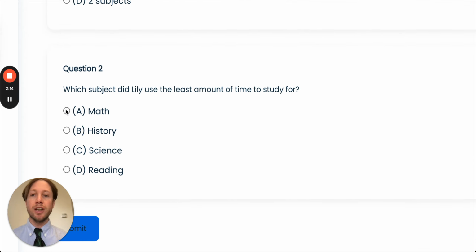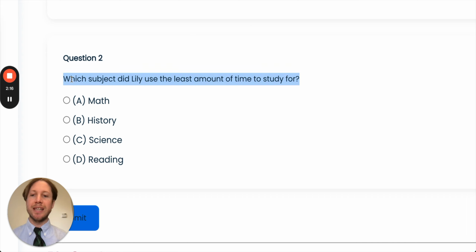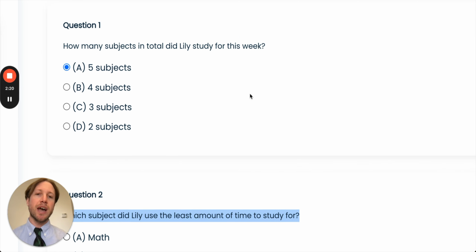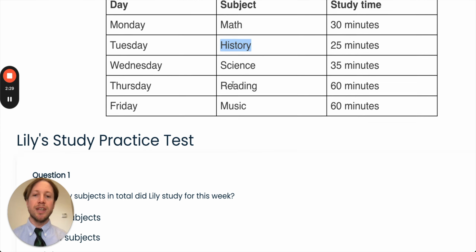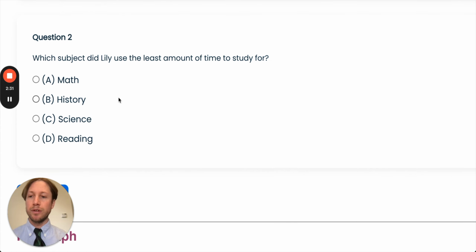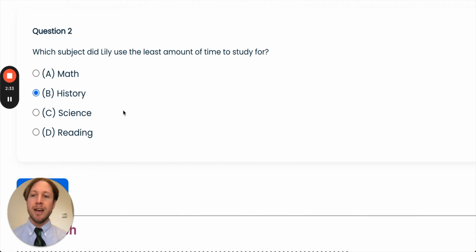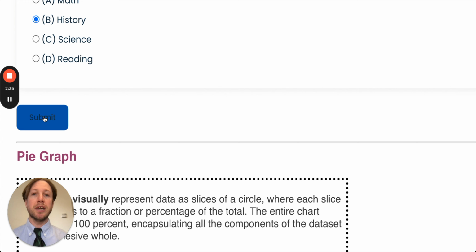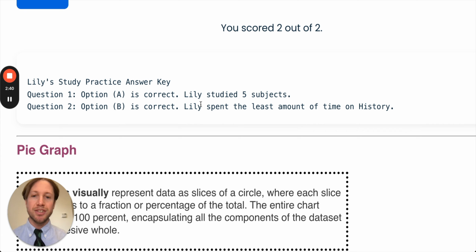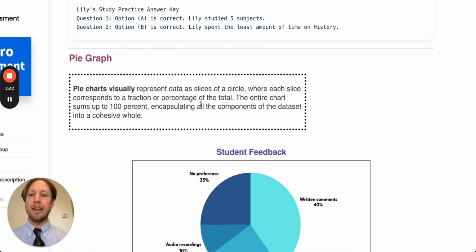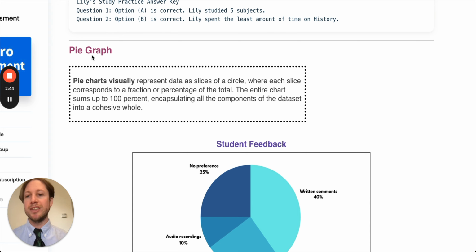All right, now question number 2 reads, which subject did Lily use the least amount of time to study for? So let's navigate back up to the table and have a look. Math was 30 minutes, history 25, 35, 60, and 60. So it looks like history was the least amount of time she spent studying for. Okay, good. There is a history answer option. Now we'll want to click this submit button, and we scored 2 out of 2. So that's great.